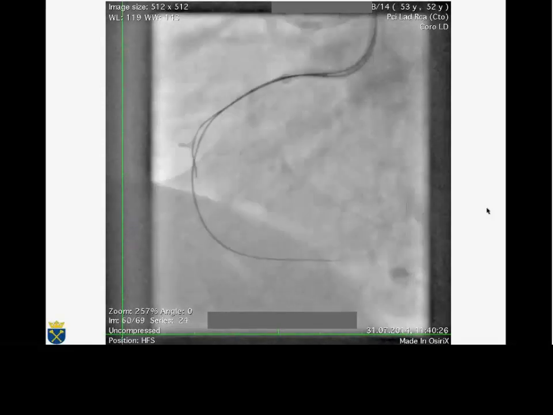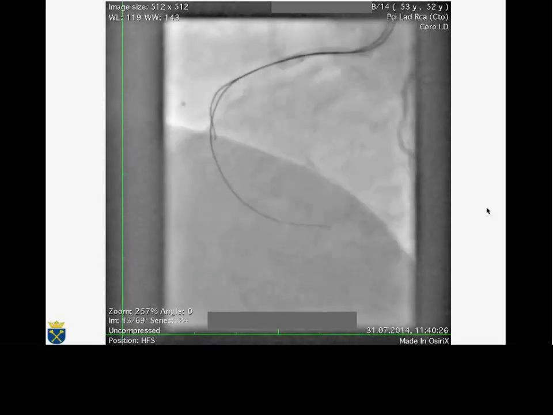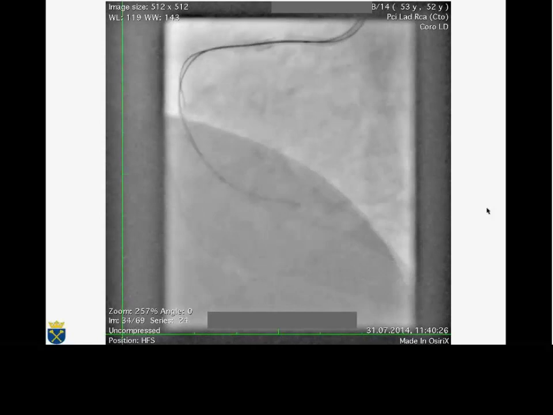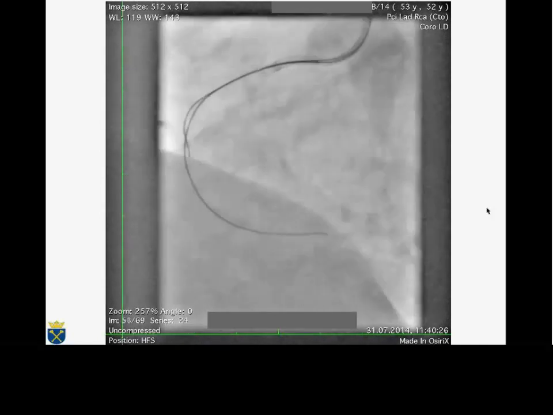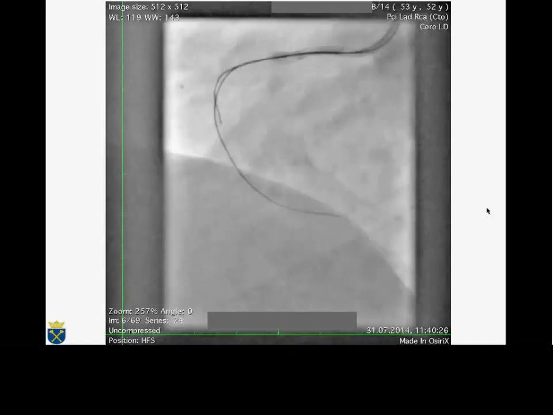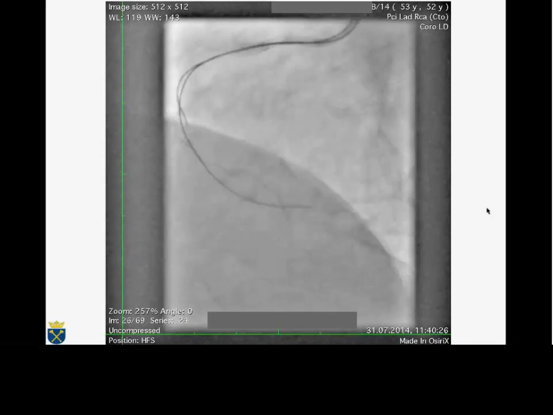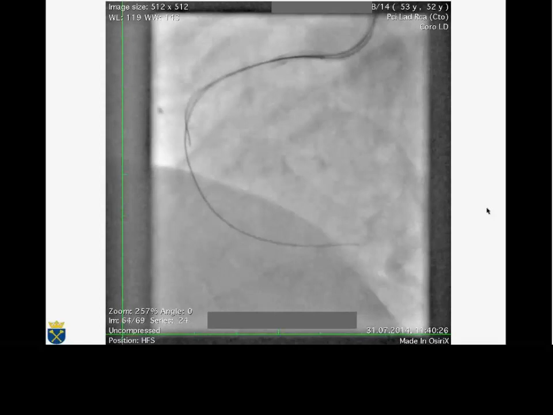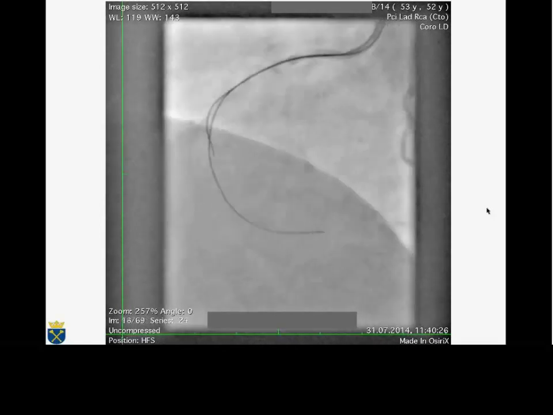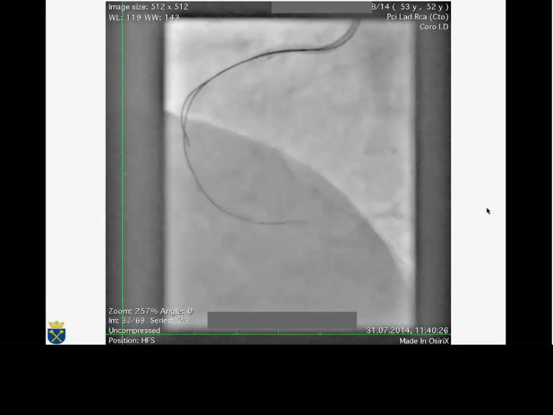Yes. Would that be a problem if you're going to go retrograde, given that the BVS is a little higher profile than the other metallic stents? Do you have any experience if you're going to go retrograde through a BVS? This is a very good question, but I thought that this lesion could be opened antegradely.